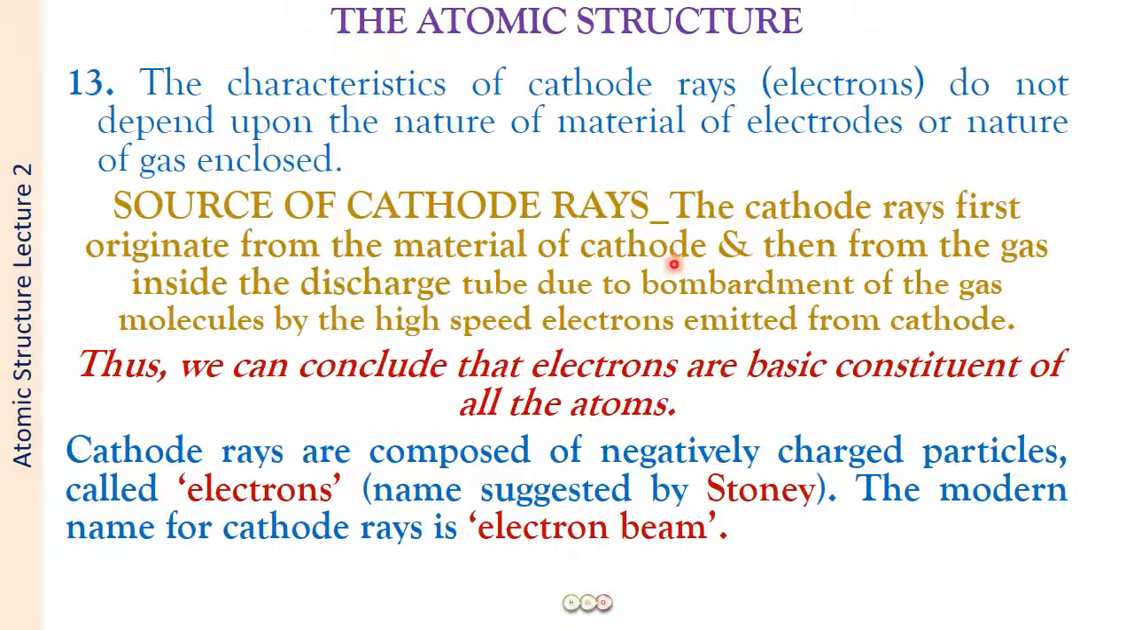And then these negative particles which were coming out from the material of the cathode were striking against the gas which was present inside the discharge tube. And then the bombardment of the gas molecules by these high speed particles called electrons caused more electrons to be emitted from the gas molecules, and this was the second source of the cathode rays. Okay, so we basically have two sources of the cathode rays or the electrons in this experiment, one being emitted from the cathode and the other being emitted from the atoms of the gas molecules.